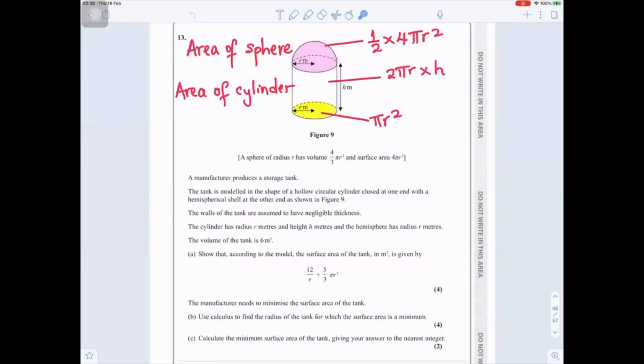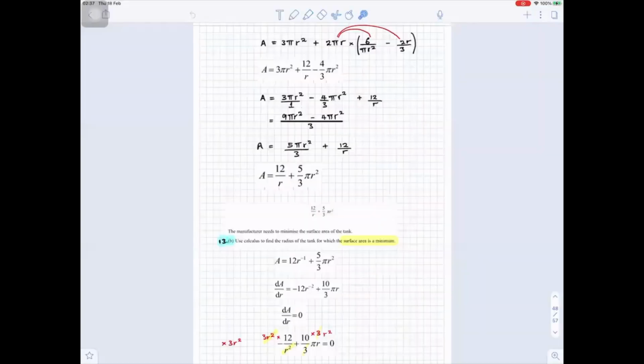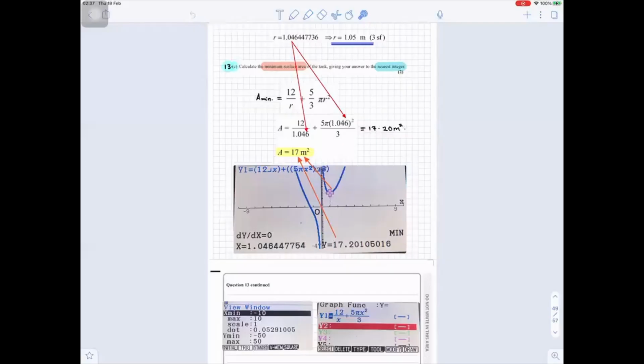That's question number 13. 13A and the second part of 13A. 13A and part of 13B. And 13C, and how to plot the graph on the graphics calculator for 13C.